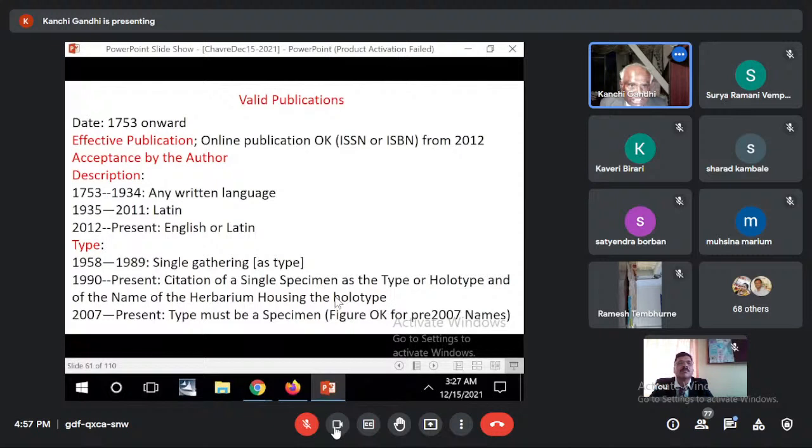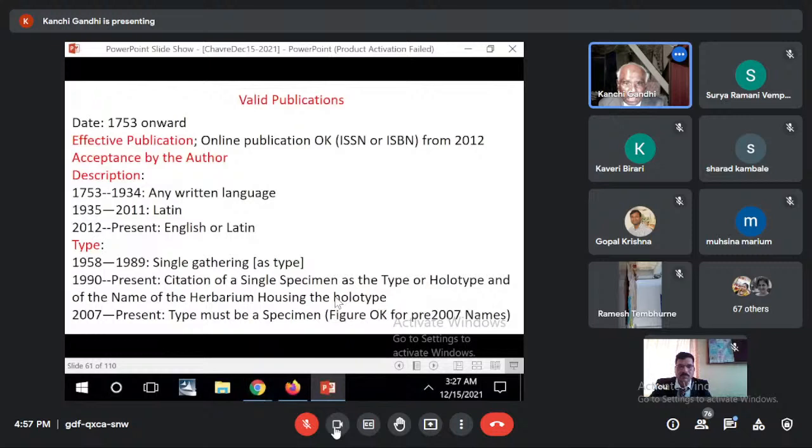Then, it needs a description. From 1753 to 1934, a description in any language is acceptable. From what I know, I do not believe any Indian botanist published any new species with a description in an Indian language. Either it was in English or it was in Latin. But I am not aware of any Indian species with an Indian language description. If there is anyone, please let me know.